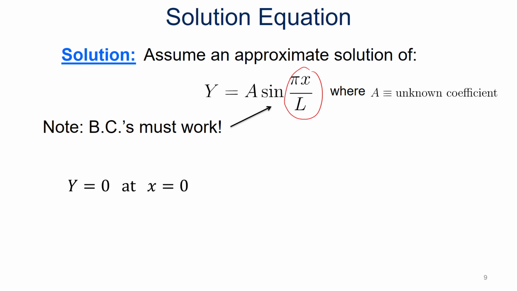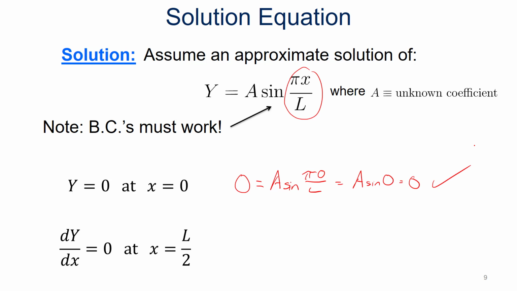So let's check that. At y equals 0, x equals 0. So when y equals 0 at x equals 0, we got a, and then we'll do sine pi times 0 over L. So now we got a times sine of 0. And guess what? That's 0. All right, so that's good. We satisfy that boundary condition. All right, so that looks good.